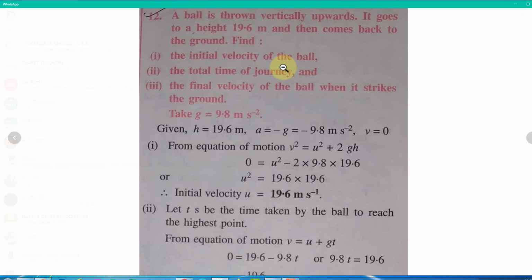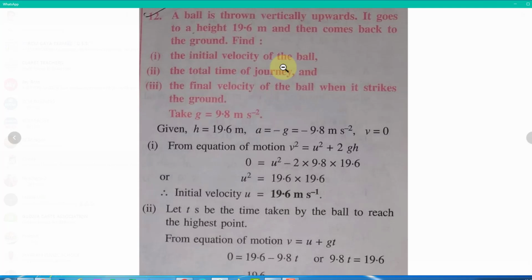Third question is also very simple. A ball is thrown vertically upwards. It goes to a height 19.6 meter and then comes back to the ground. Okay, a ball. When a ball is thrown vertically upward, it goes to a maximum height. You know, whenever you throw anything upward, it will go to its highest point. Okay, with what velocity you will throw the body upwards.